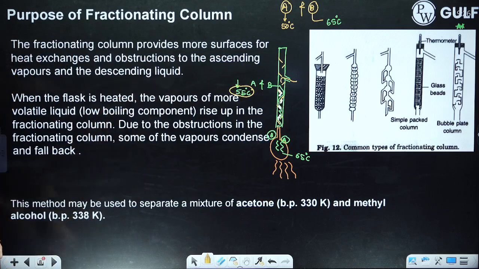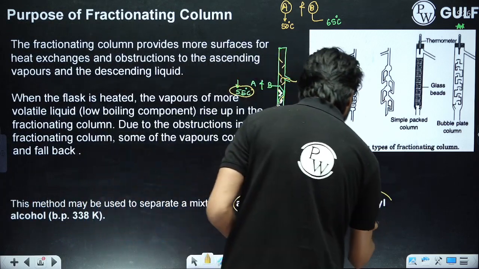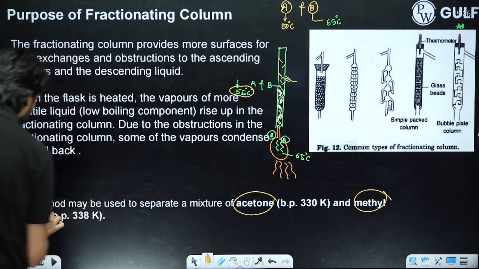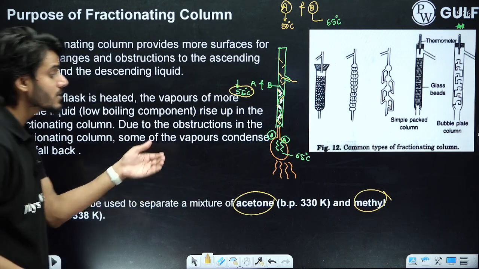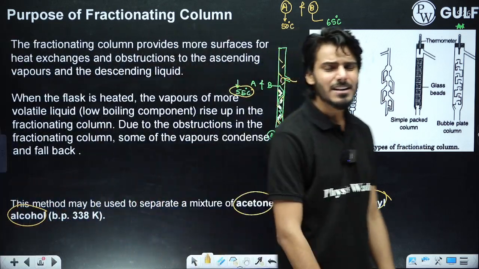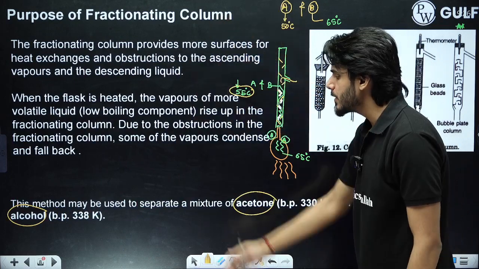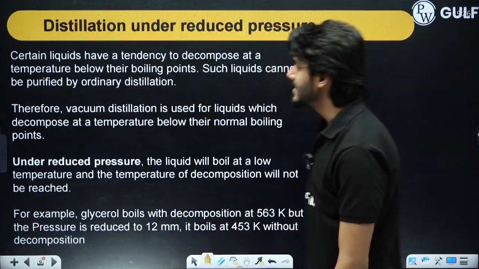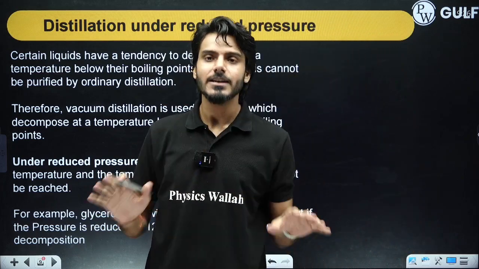The example of where we use fractional distillation is acetone and, guys, methyl alcohol, because you can see the temperature difference is very small, almost just 8 degrees Celsius, just 8 degrees Celsius. So this is how we use the fractioning column here, and this is how we use, guys, fractional distillation. I hope you are getting it very clearly. All right, okay, if not, then please let me know in the comment section.